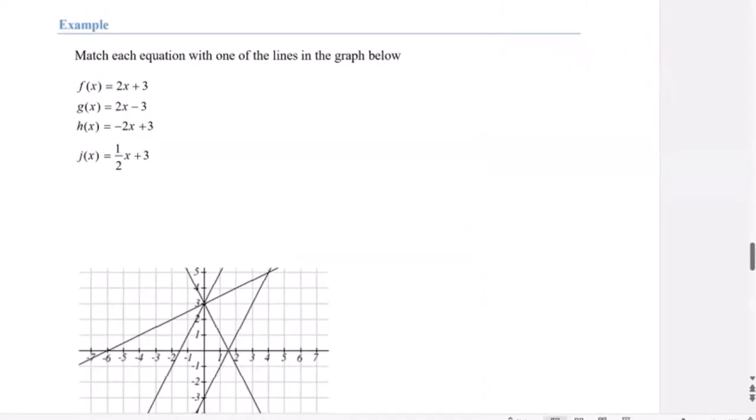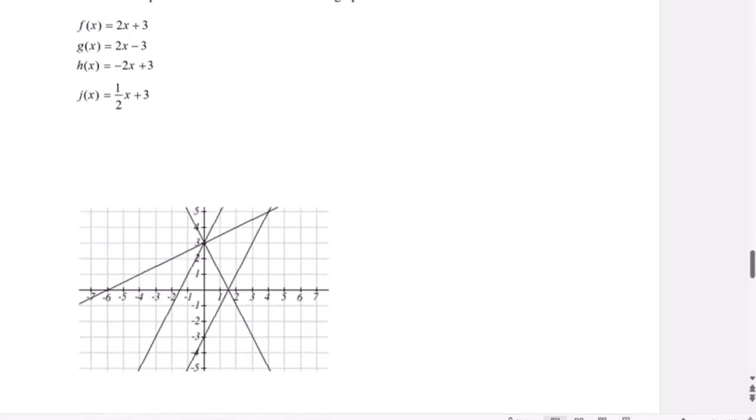Now we're going to match equations. Match each one of these equations with one of the lines in the graph below. First, let's pick a line. I'm just going to pick this one right here. I can see that my vertical intercept is 3. I also can tell my slope here is positive.